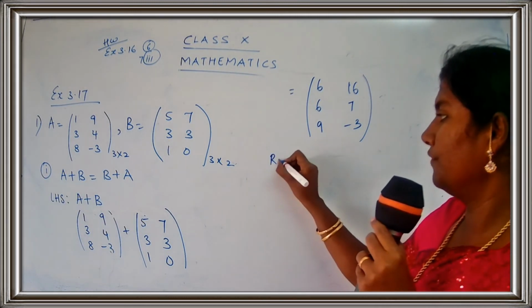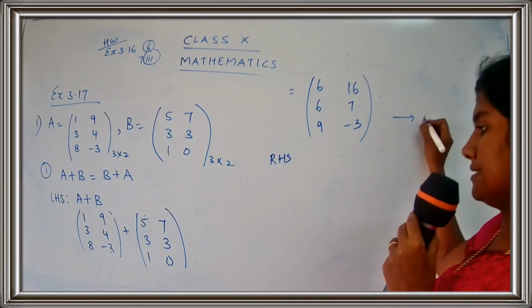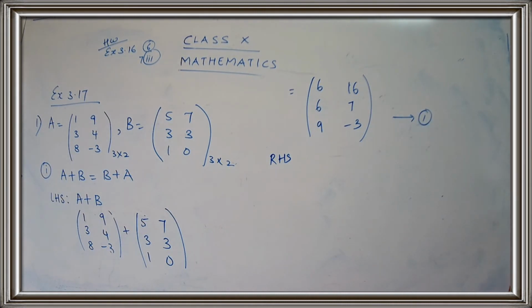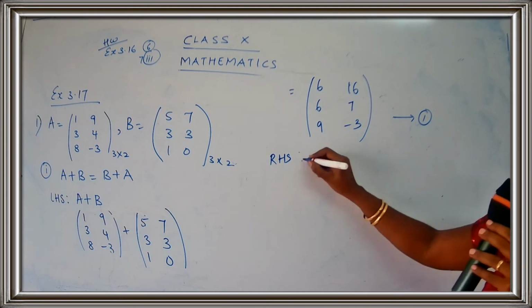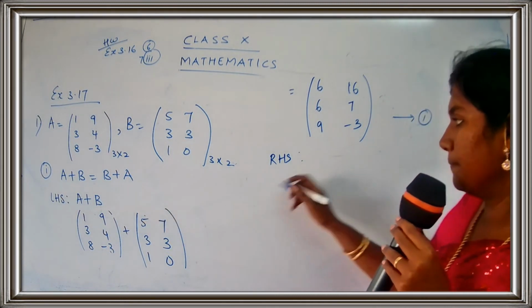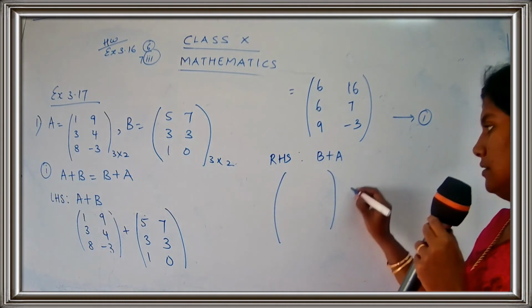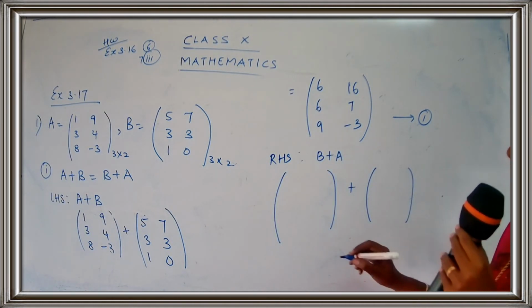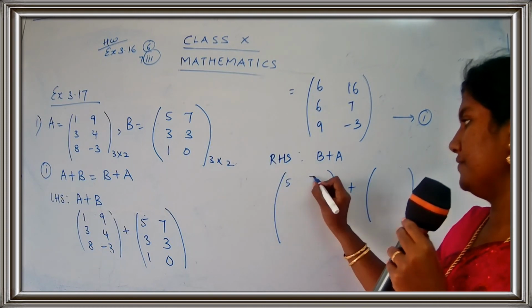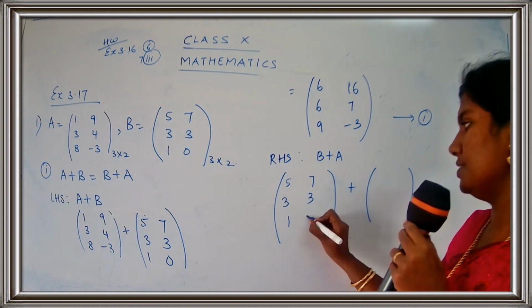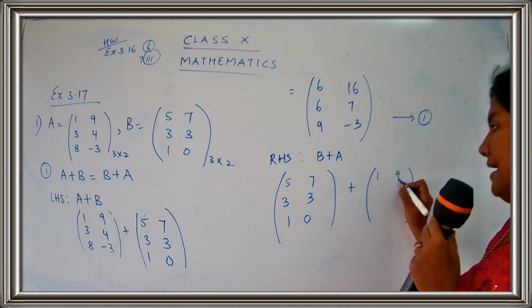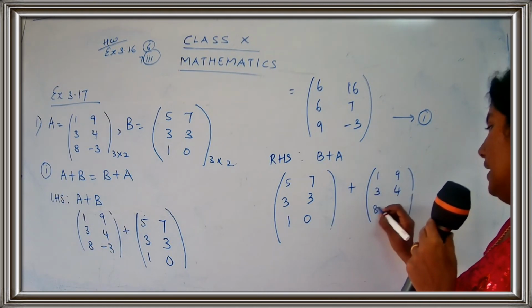Now you have to find the RHS part. You can take this as number 1. You know that we write down steps like this for verifying. So put this as number 1. Take the RHS part. What is the RHS? B plus A. So first of all, you have to write B plus A. What is B? 5, 7, 3, 3, 1, 0, and A is 1, 9, 3, 4, 8, minus 3.